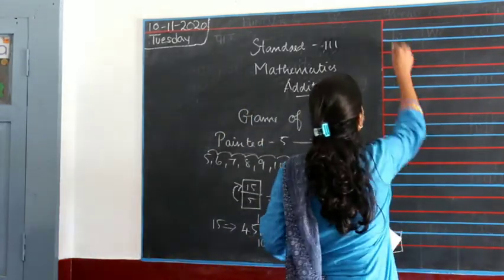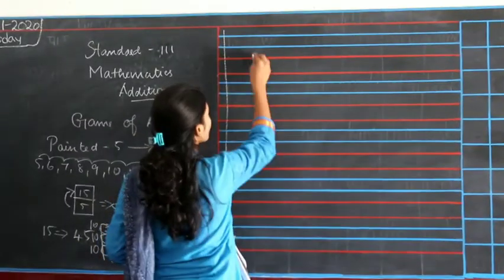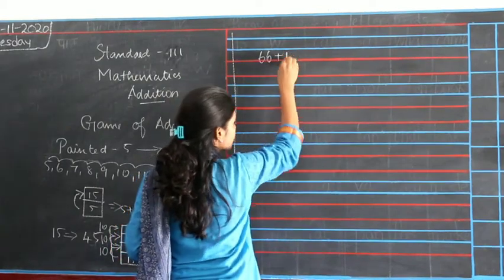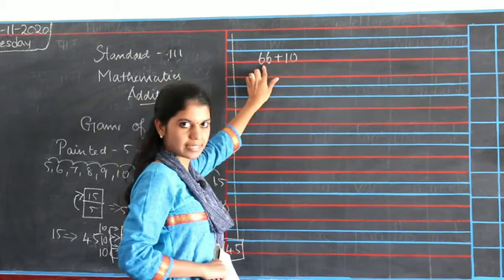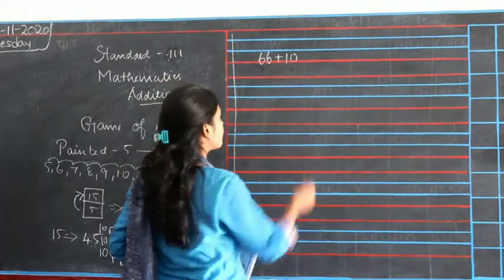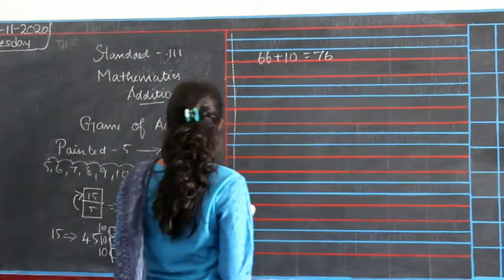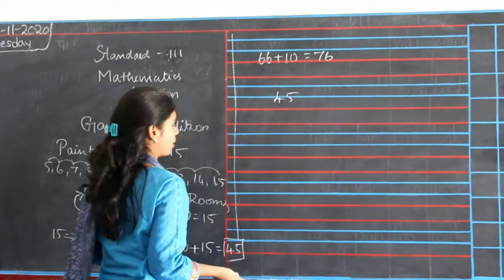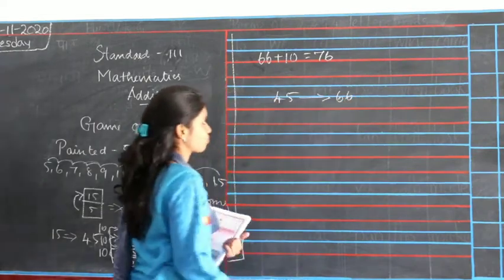Now let's try and solve some problems. What if he has to move from 66 to 10 rooms ahead? He is in 66, then he is moving 10 rooms. Then he will be going to 76th room. Now we will see he is in 45th room. He has to move to 66th room.